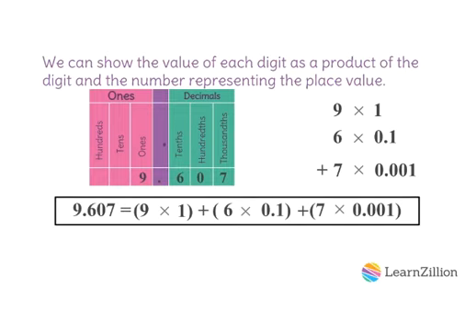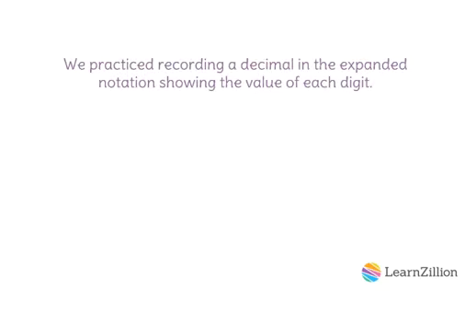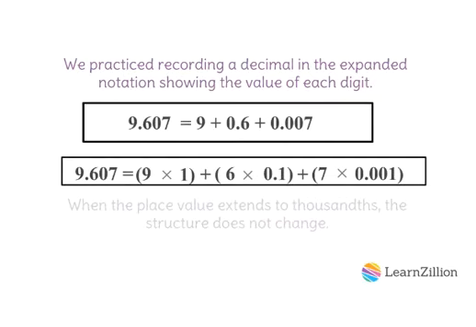It helps to use the parentheses in this equation because we can show each piece that we're adding. We practiced recording a decimal in the expanded notation, showing the value of each digit. When the place value extends to thousands, the structure does not change.